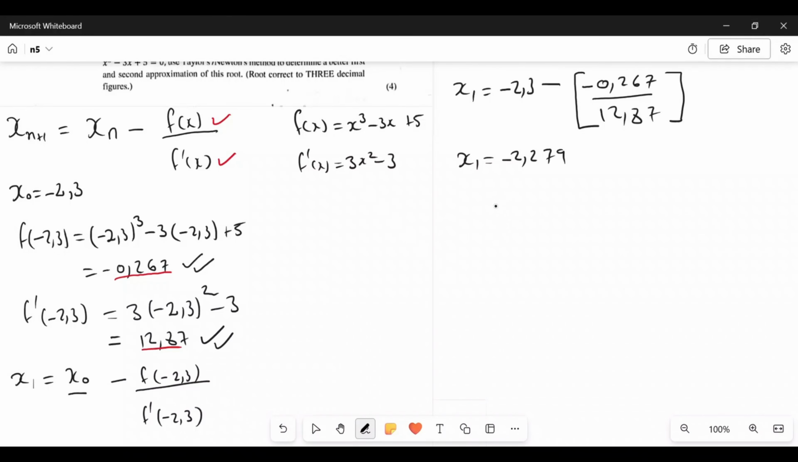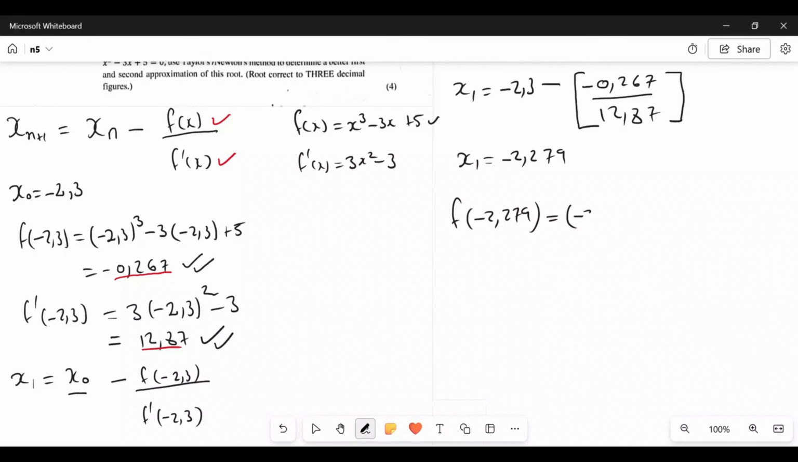Now it's time for us to find the second approximation. We do the very similar thing that we did before when we were looking for x1. We need to find our f of x and our f of x prime. So this time around it's no longer f of -2,3. This time it's f of -2,279. Remember, now we use x1. So we're going to look at the original equation. Wherever there is x, we're going to substitute with negative 2,279.